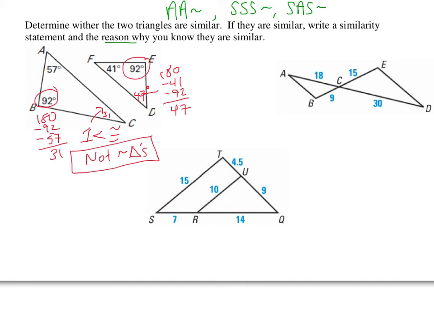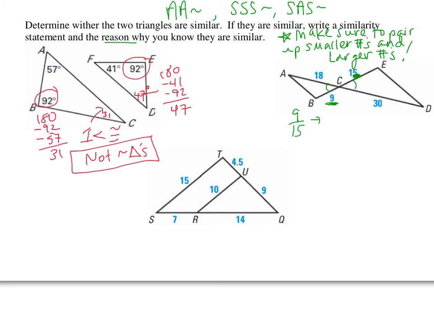All right, so moving on to the one in the upper right. We know our vertical angles will be congruent, and we need to pair up our corresponding sides to figure out our ratios. I just wrote a little side comment, so make sure you're pairing up these smaller numbers together. So that would be my 9 and my 15 are the smaller numbers. And then my larger numbers together, so my 18 over my 30. That's how you can figure out which ones to pair up together.